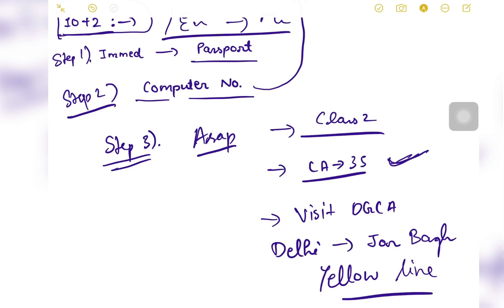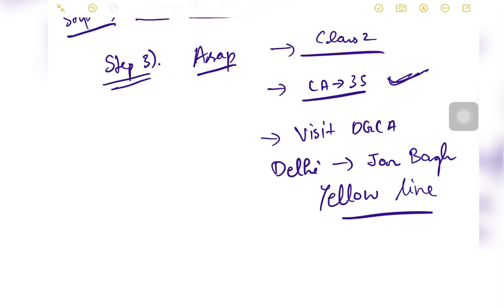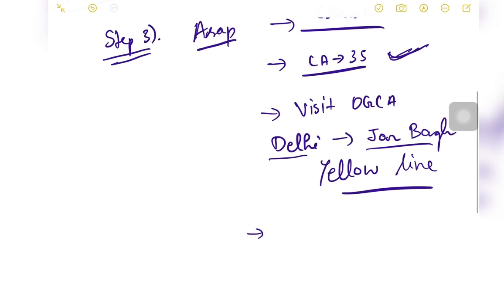So you just go there, visit the DGCA. How will you visit the DGCA? The first thing is you will go to Delhi, to Zorbag on the yellow line. Then once you get out of the metro, you have to walk to the DGCA. It is within walking distance, about 500 meters maximum. Go there and ask that you need to go to the medical section.